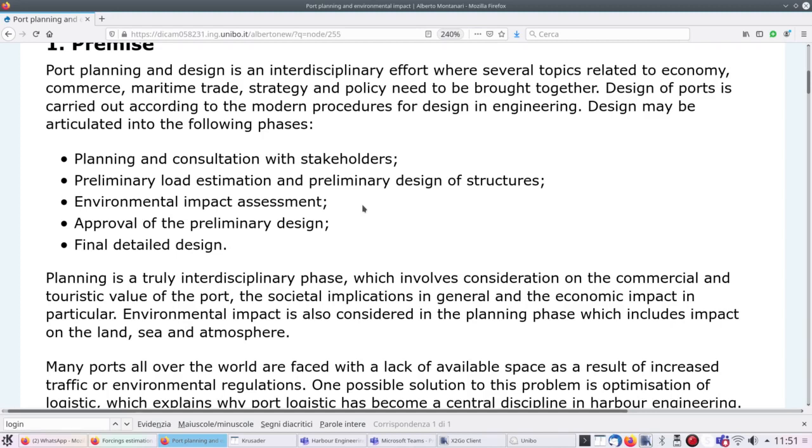Once we are done with the port planning, we go with the preliminary load estimation and the preliminary design of structures, which is what we already discussed. And then we have to make the environmental impact assessment. We have to get the approval of the preliminary design, and then we can provide the final detailed design.